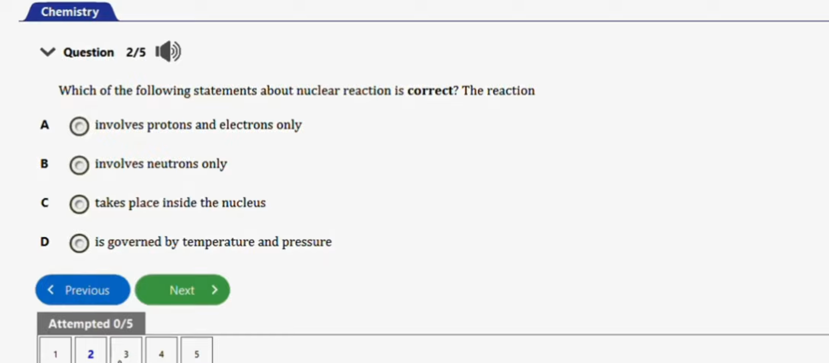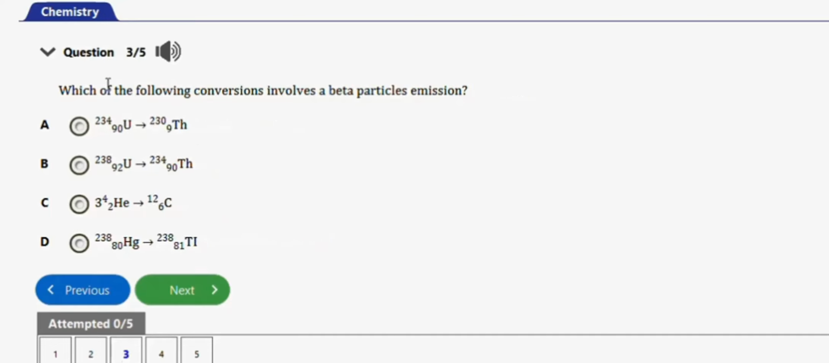The next repeated question will be this one. It says, which of the following conversions involves a beta particle emission? So, in a beta particle emission, when it takes place, the atomic number, the proton number, gets an extra proton. So the right option, if we check it, will be option D. So, when the atomic number, proton number gets 1 more, the mass number remains unchanged. So the atomic number or the proton number changed from 80 to 81, while the mass number remained the same. So that's it for this question.